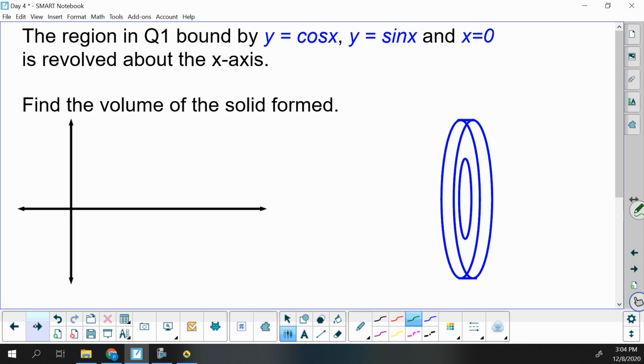And our last one for the video, so we want the region in quadrant 1 that is bound by cos, sine, and x equals 0, and we're going to spin it around the x-axis. So x equals 0 is really just the y-axis. Sine looks something like that. Cos looks something like that. So the space we are looking for is this region right here.